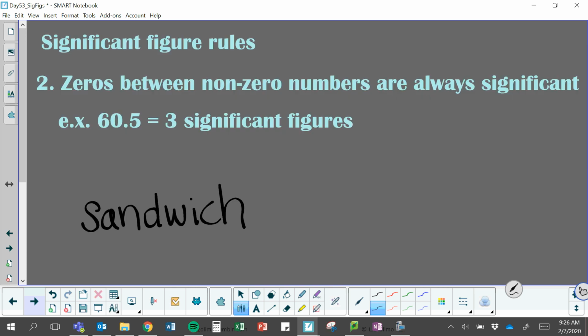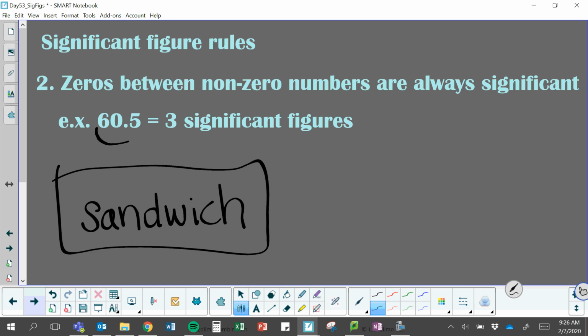So that brings us to our rule 2. I kind of call this our sandwich rule: if we have a 0 between non-zero numbers, it's always going to be significant. So here's another example, 60.5. That 0 is in between a 6 and a 5, so we count it as 3 significant figures.